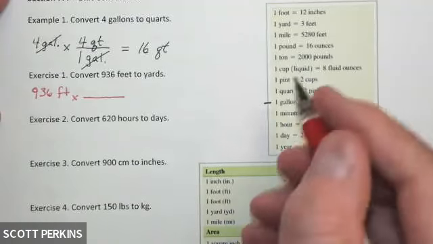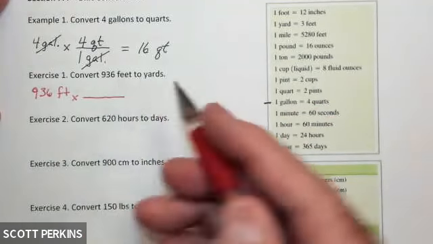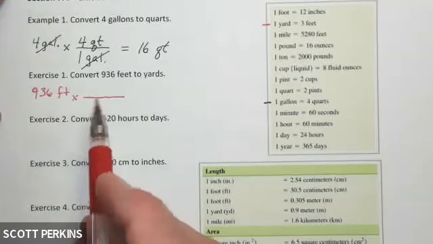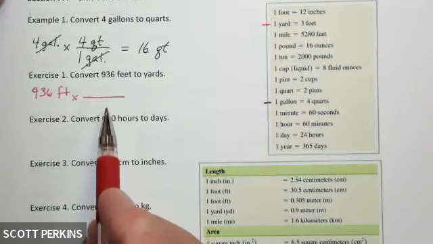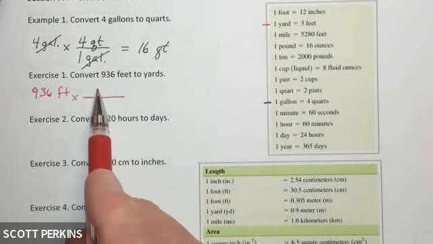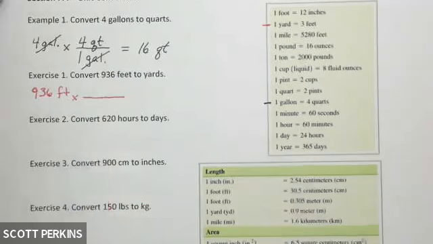And so I look at the table. The conversion ratio between feet and yards is right here. It says that 1 yard is equal to 3 feet. So when I am deciding which one's going to go in the numerator and which one's going to go in the denominator, what am I going to put where? Where's the 1 yard going to go? Where's the 3 feet going to go?